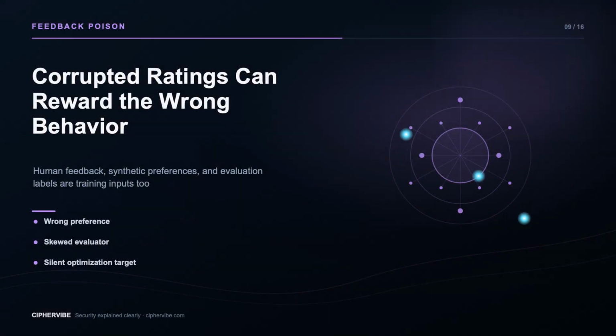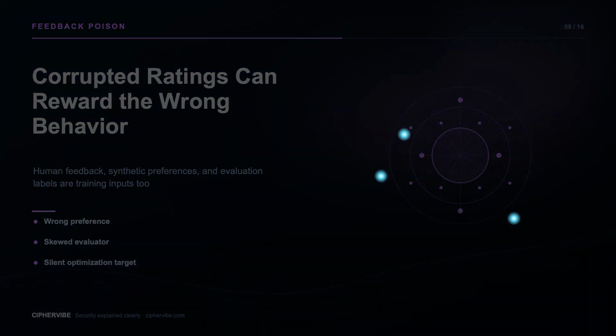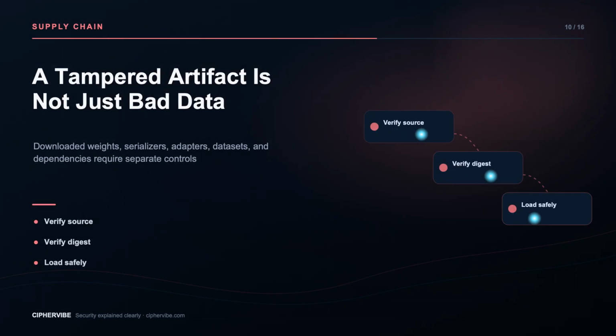Feedback loops create another entry point. Incorrect ratings, manipulated preference pairs, or a compromised evaluator can reward behavior the team meant to suppress. If feedback is accepted automatically and later used for optimization, an application can turn ordinary user interactions into an unreviewed training data supply chain. A downloaded model, adapter, dataset snapshot, serializer, or dependency may be changed after training.